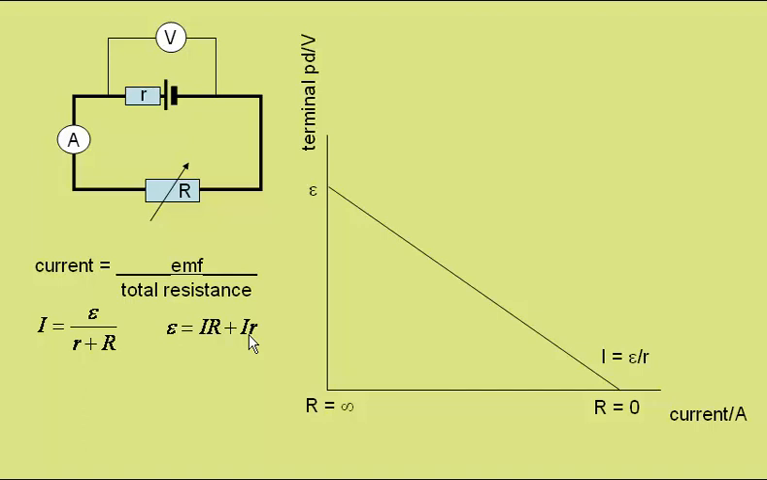Of course, in a series circuit, the current is the same all the way round the circuit. We can also say that the terminal potential difference, V, the potential difference we actually get from the supply, is equal to its EMF minus the current times the internal resistance. This is the potential difference lost getting the charge across the supply itself.